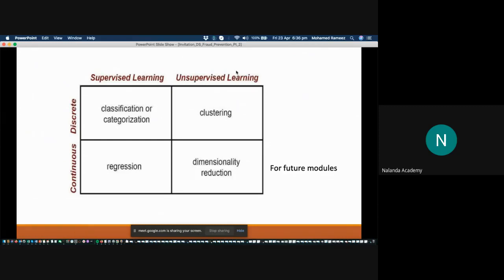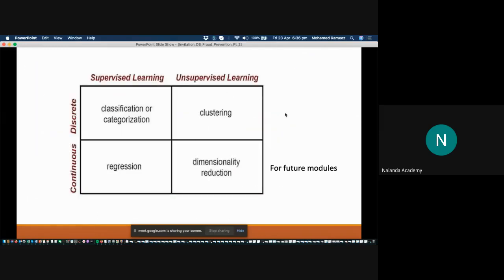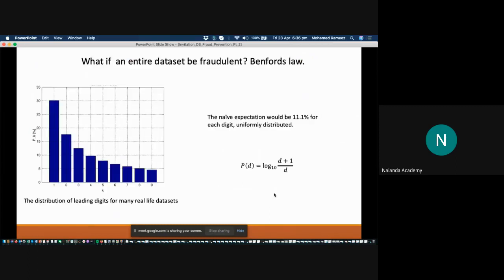The unsupervised learning, on the other hand, helps you identify patterns and clusters within data if it is discrete data. If it is continuous data, it will help you do something called dimensionality reduction, which again is something I will save for future modules. Techniques such as, you may have heard of them, principal component analysis, etc. Once we go through the examples for the other three, this will look quite simple.